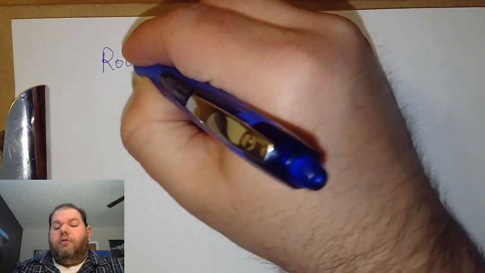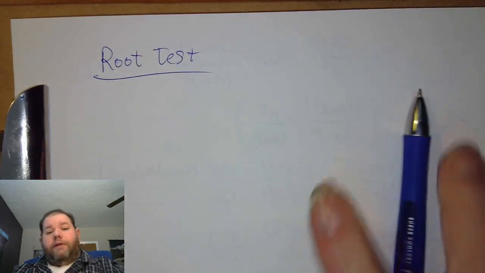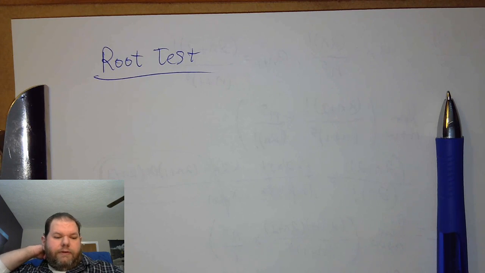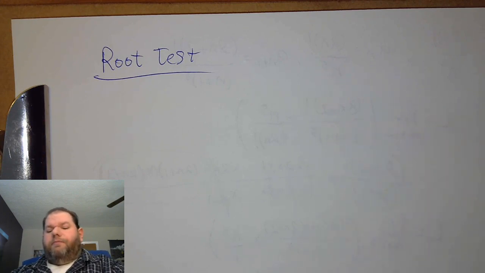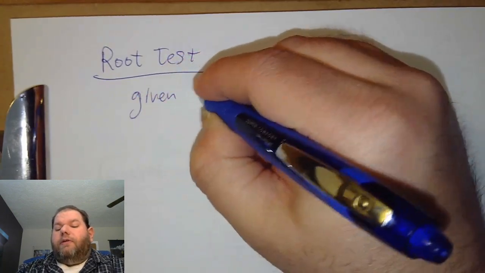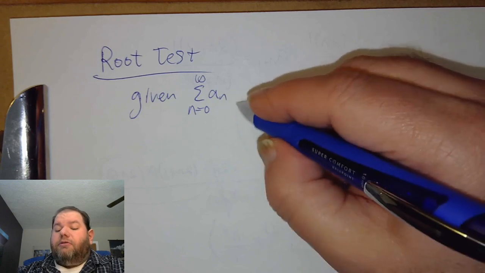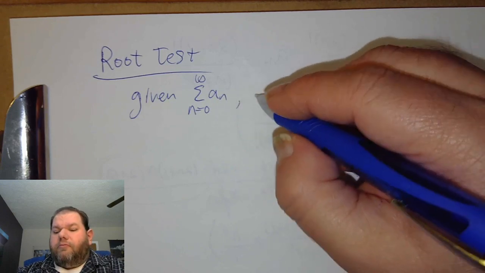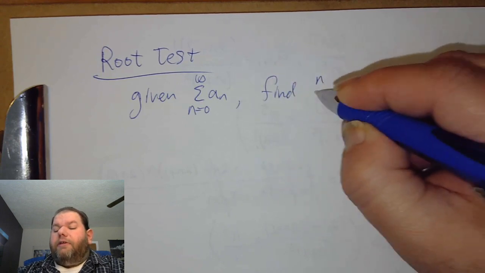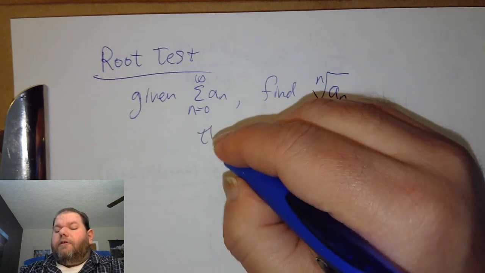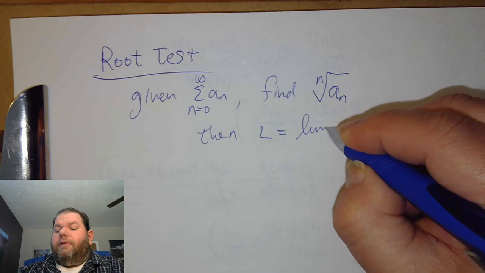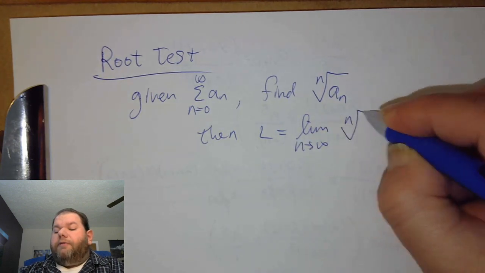Now let's look at the root test. The root test is actually remarkably similar to the ratio test, at least in this interpretation. So here, given the sum of a sub n as n goes from 0 to infinity, or whatever number it starts at, it doesn't have to be 0. We want to find the nth root of a sub n, and then L equals the limit as n goes to infinity of the nth root of a sub n.